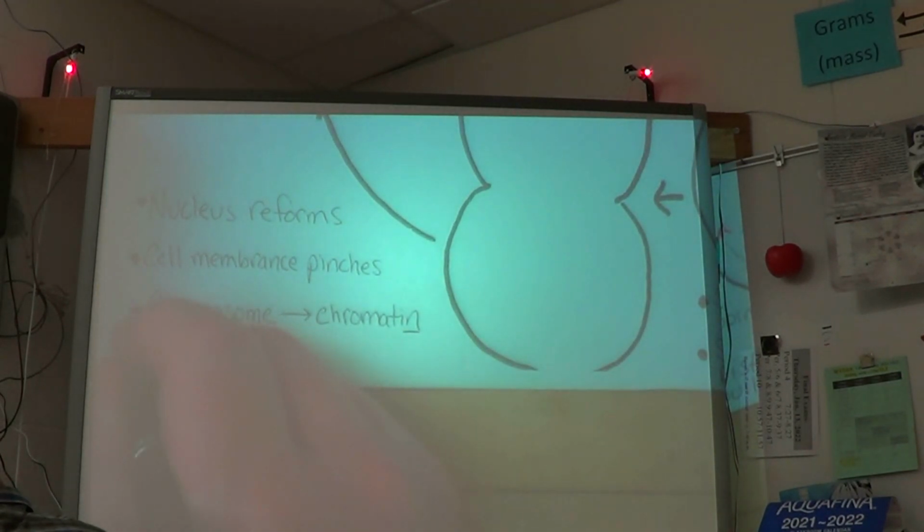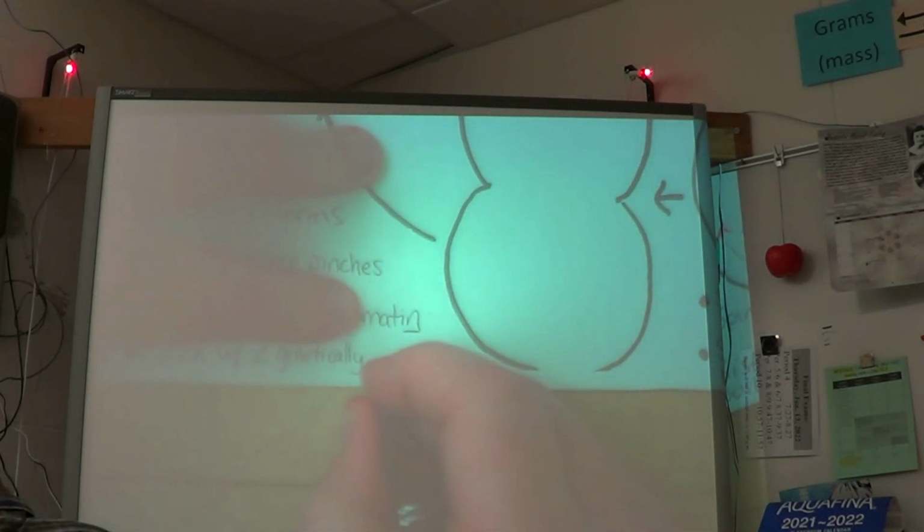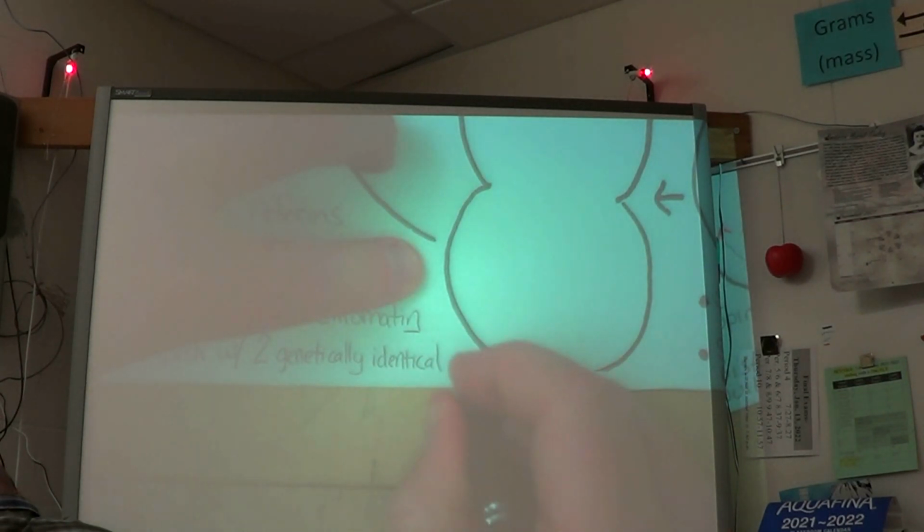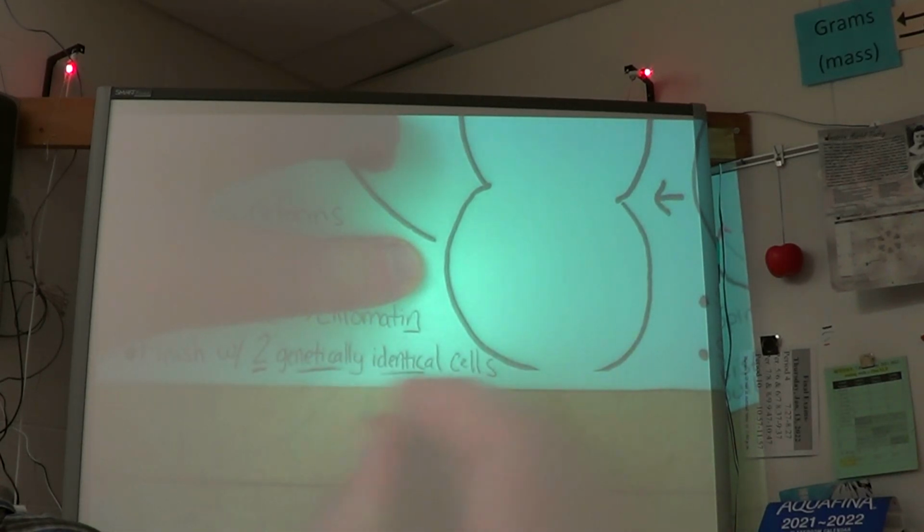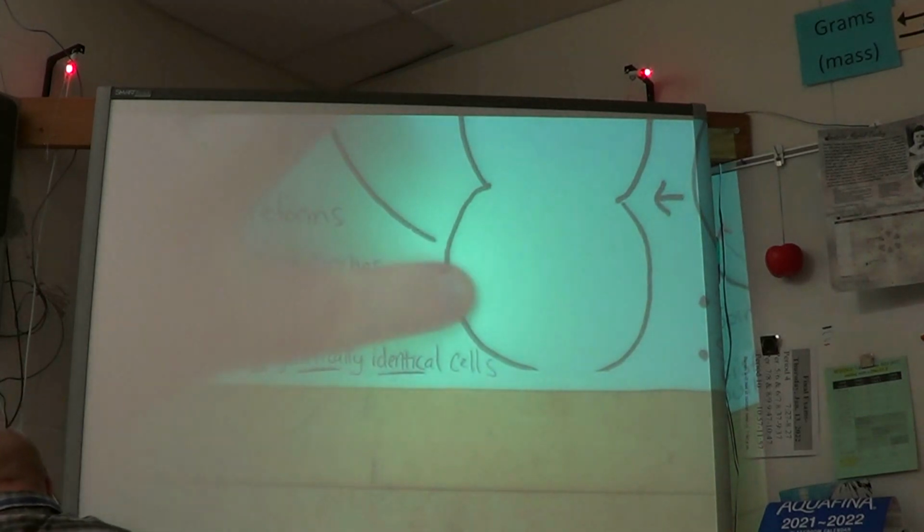Okay, so the nucleus reforms, the chromosome goes to chromatin form, the cell membrane pinches, and then in the process, we finish with two genetically identical diploid cells. And we'll go through and we'll probably add another piece or two. Okay, so we add two genetically identical cells. And they're going to be diploids, but we'll add that at the next piece.